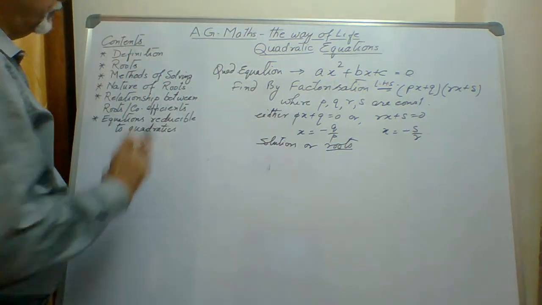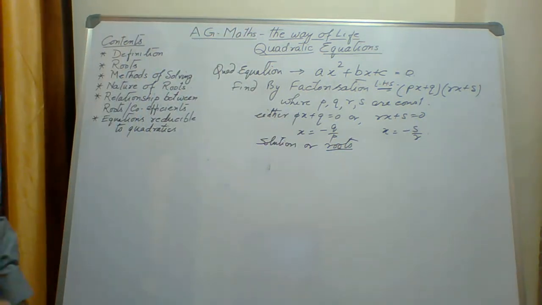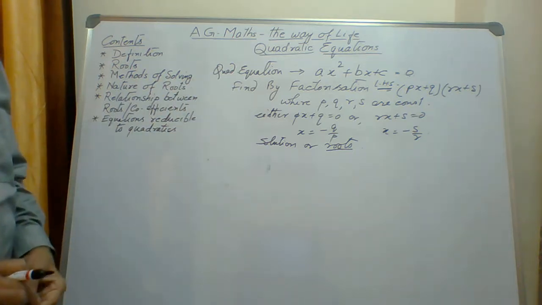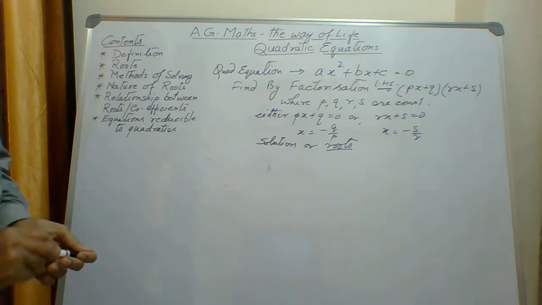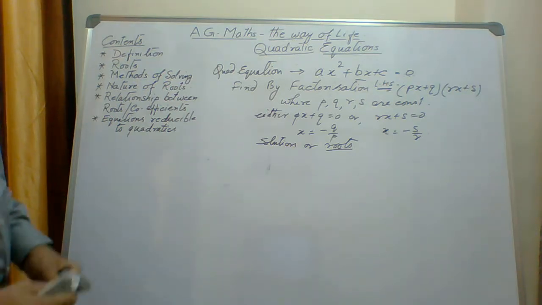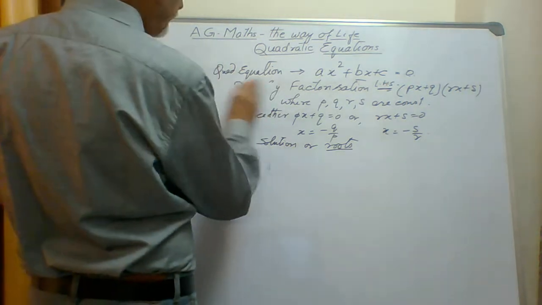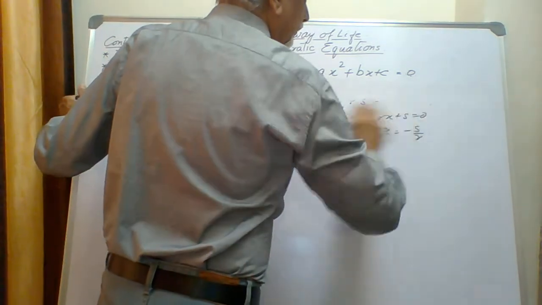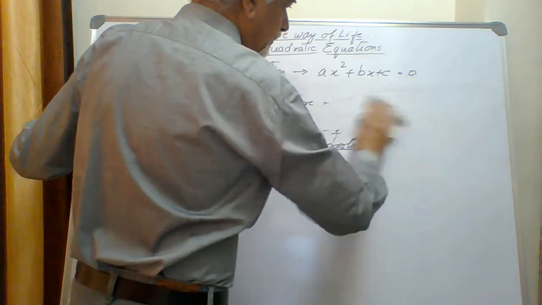I have explained to you the definition of quadratic and what the roots of it are. Now, methods of solving: we know about factorization. Secondly, we will start today with what is called the completion of the square. Let's start with the process called completion of the square.